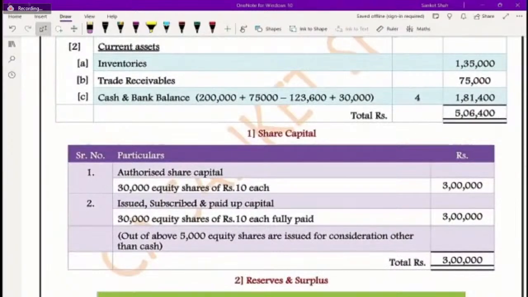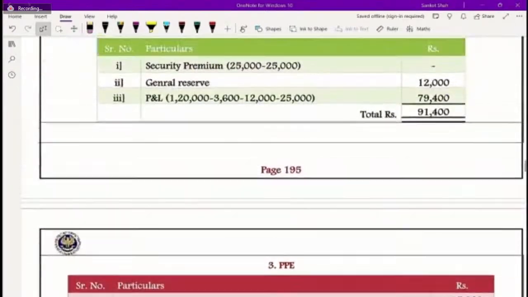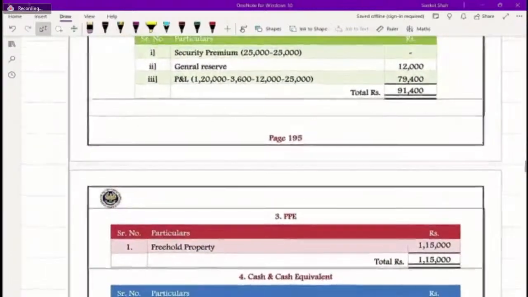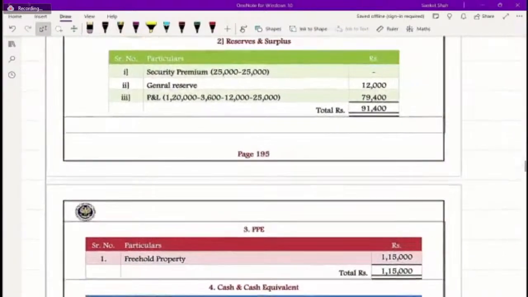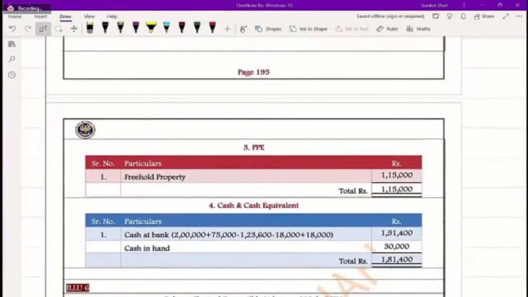Current assets, reserve and surplus and PPE, and cash equivalent. You can write in my way.